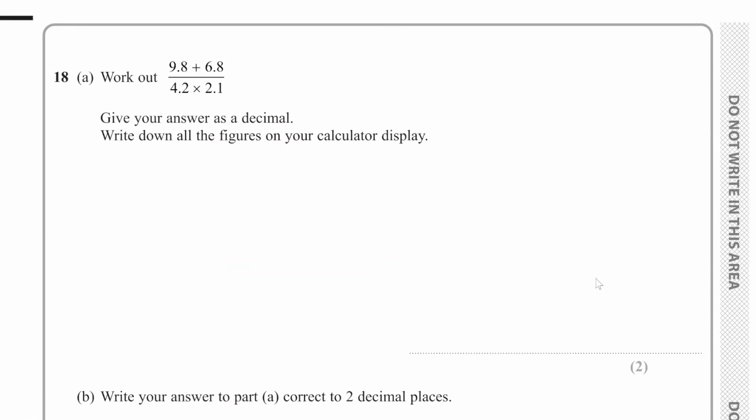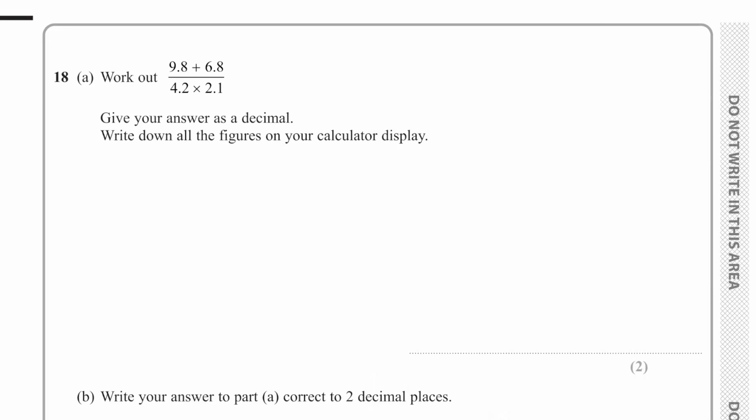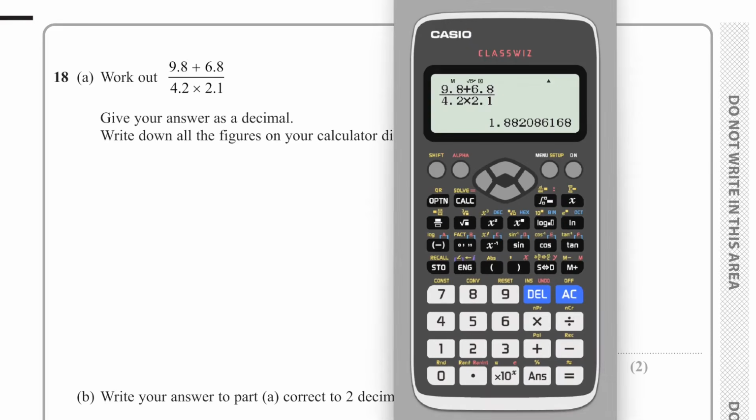Question 18, work out. Give your answer as a decimal and write down all the figures on your display. We can just type this in exactly how we see it. So 9.8 plus 6.8 divided by 4.2 times 2.1. So as a decimal, write down all the figures on your display. So it's 1.88208.